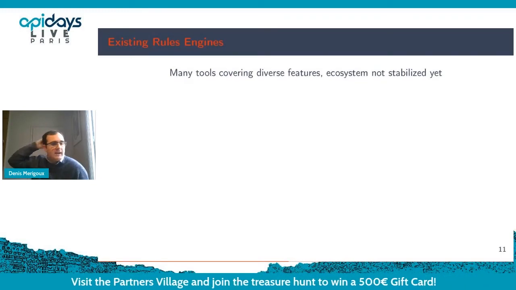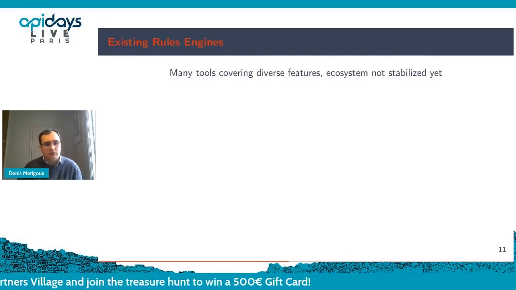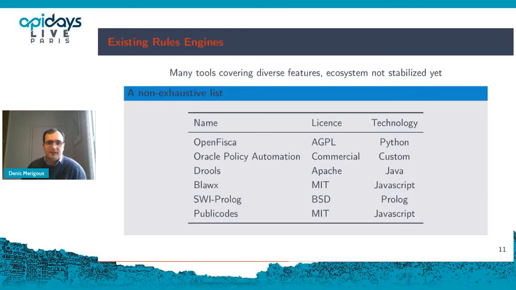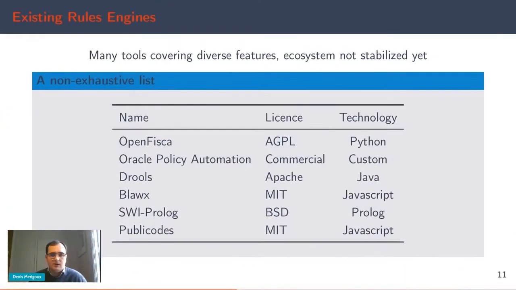So most of the tools that handle those use cases of translating law into code are called rules engines. And they have diverse features. The ecosystem is not stabilized yet. So unfortunately, there's not one strong framework I would recommend to you. You would have to do the job of trying out all those frameworks and see which is best suited for your needs. This is a non-exhaustive list, and they come from various places. Most of them are open source, but there are a couple of commercial ones. For instance, Oracle Policy Automation is the most used commercial framework, but it's also very expensive, though completely integrated.